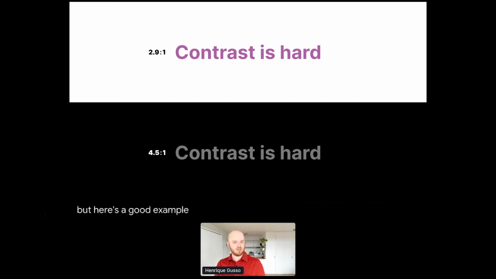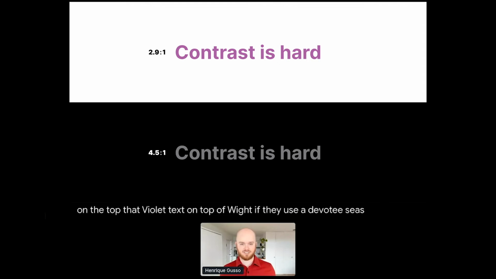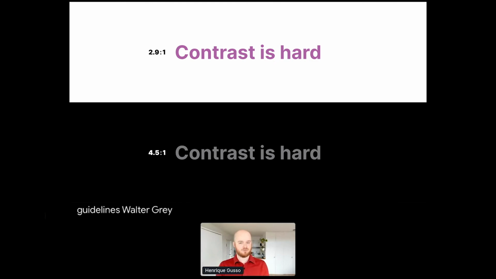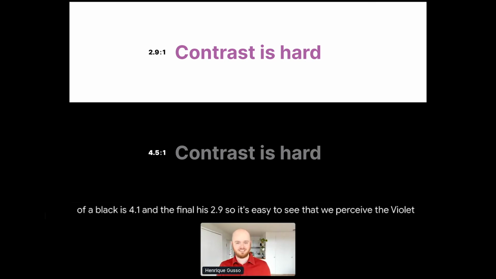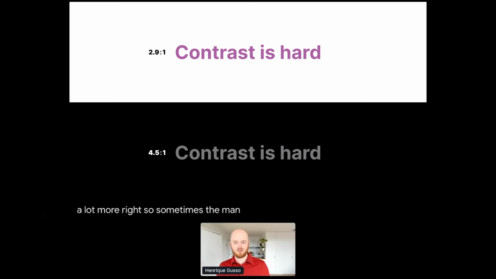On the top, if you measure that violet text on top of white, it fails the W3C's accessibility guidelines, while the gray on top of black passes with a very big difference. The gray on top of black is 4.1 and the violet is 2.9. So it's easy to see that we perceive the violet a lot more, right? So sometimes the math and the contrast ratios is just very, very wrong.